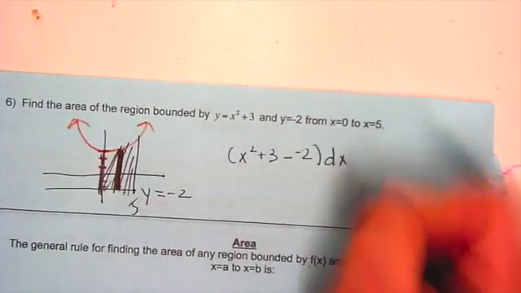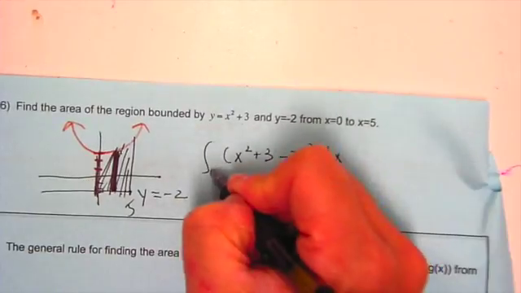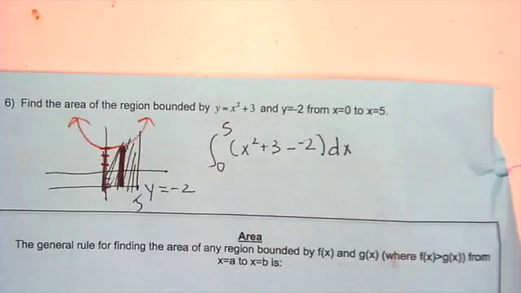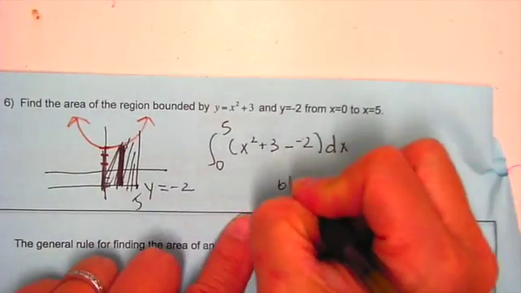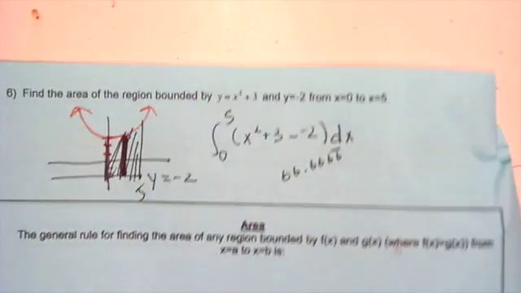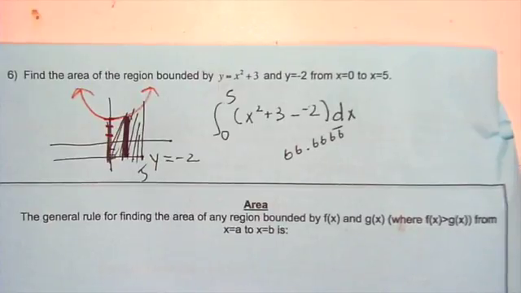dx is my width. Add up all the rectangles from 0 to 5. So this would represent the area of that entire region that I've shaded. And if you check this on your calculator, I believe it's 66.6666 repeating.